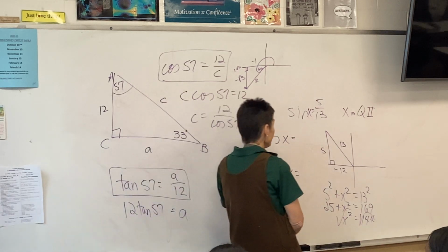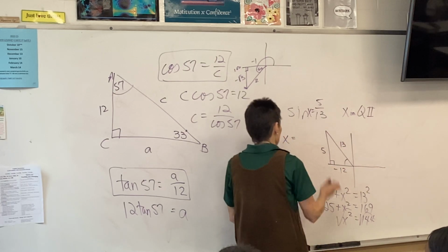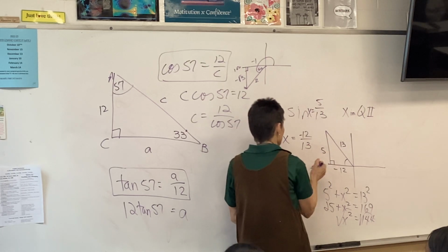So cosine, here's your angle. Cosine is adjacent over hypotenuse, so negative 12/13. And cotangent is negative 12/13.